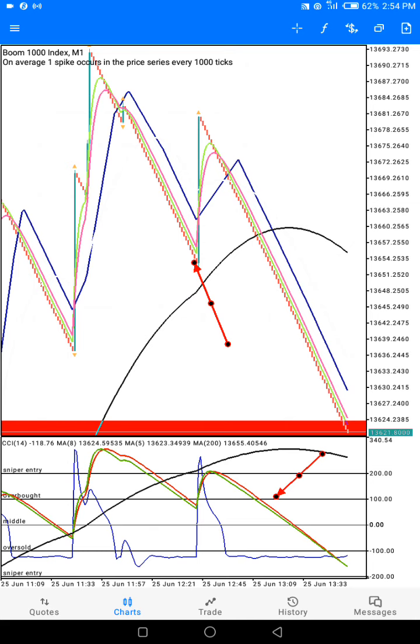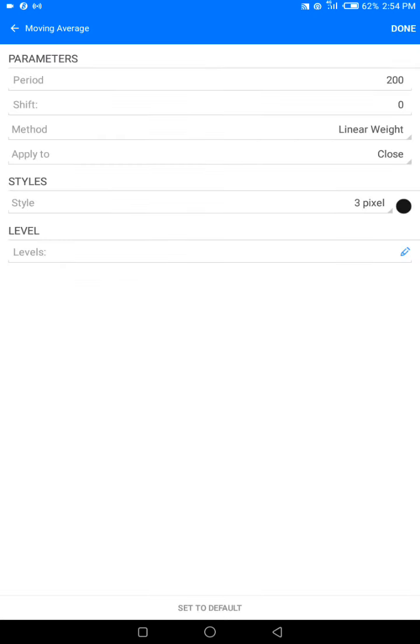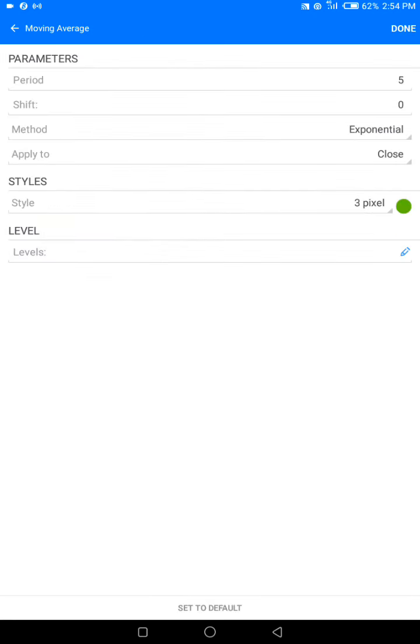Now this is the 200 moving average. The period is 200, and the shift is 0. The method is linear weighted, applied to close. The style is 3 pixel, and you click done. Now this is the fast moving average. The period is 5, the shift is 0, the method is exponential, applied to close. The style is 3 pixel, and you choose a color of your choice and you click done.